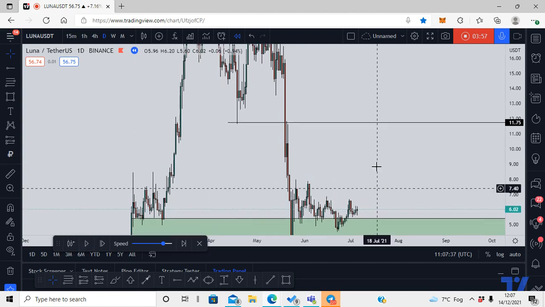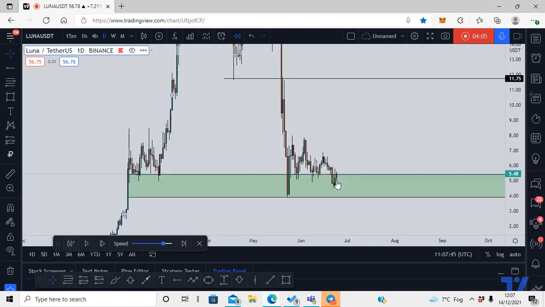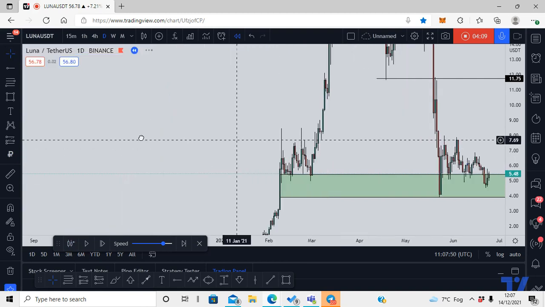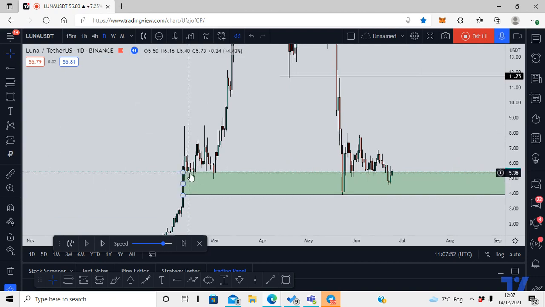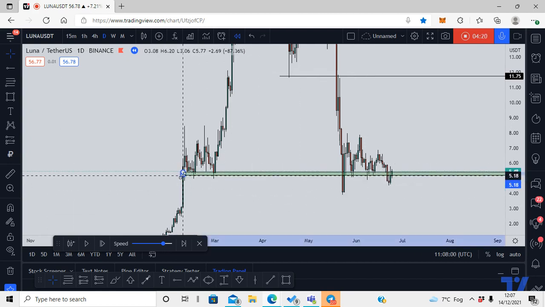So at this point, sorry, let's go back a little bit. We went a little bit too far here. So at this point in time, what the market has is it has broken below this level of support. We had a clear level of support here on the daily. So all across this zone, this is a clear level of daily support.